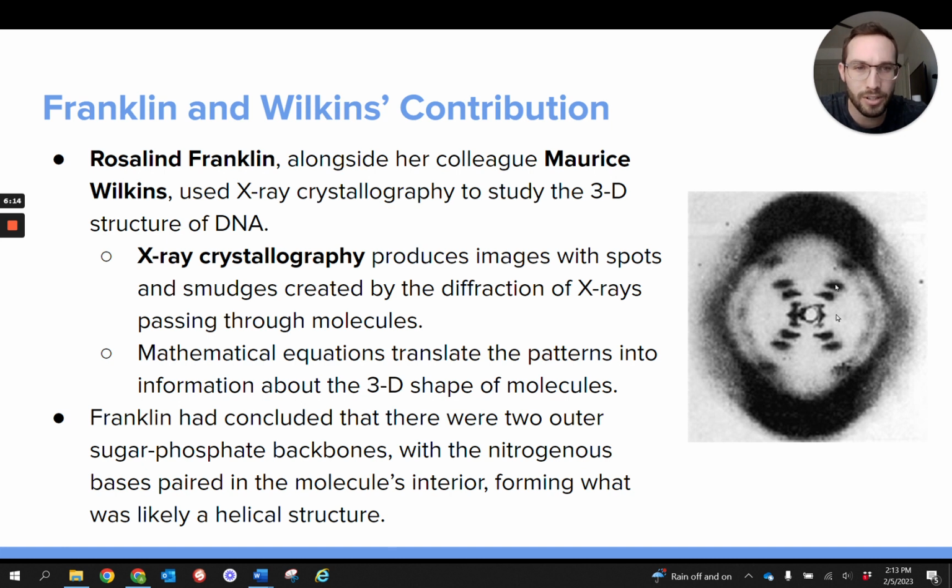Using these X-ray crystallography images that they were getting, Franklin was actually able to figure out that DNA likely consisted of two sugar phosphate backbones, that there were nitrogenous bases pairing in the middle of the molecule, and that the molecule is forming some sort of helical structure. That's a huge step forward, obviously, into figuring out the three-dimensional structure of DNA.